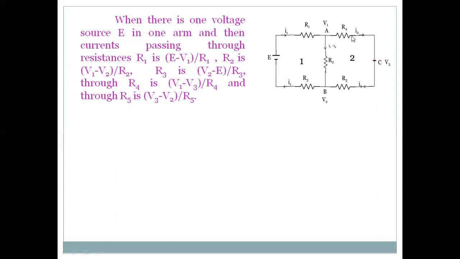And the current passing through resistance R4, where the potential difference is V1 minus V3, is (V1 minus V3) by R4. Similarly, the current passing through resistance R5, I2, is equal to the potential difference V3 minus V2, so that (V3 minus V2) by R5. These are the current components which are flowing through resistances R1, R2, R3, R4, and R5.